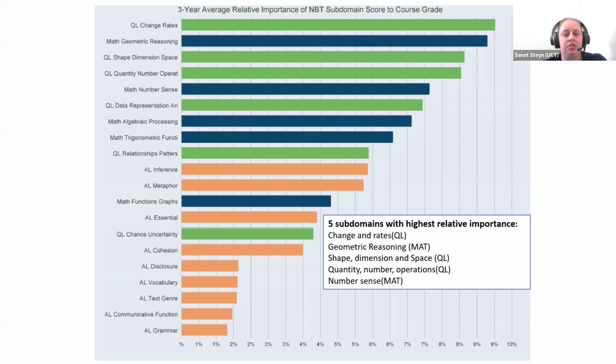And you'll notice that both change in rates and number sense are subdomains that we also noticed the new cohort that is enrolled now was struggling with. So it might be an indication that, given the prominence of that particular subdomain in the course, and the fact that more students are maybe struggling a little bit with those skills, if those skills play a significant role in how they are assessed in the course, we might need to look at potential support for them. We can move on to the next slide.